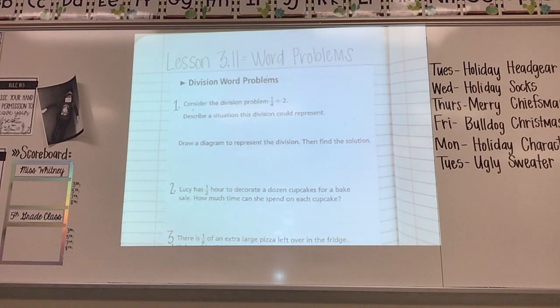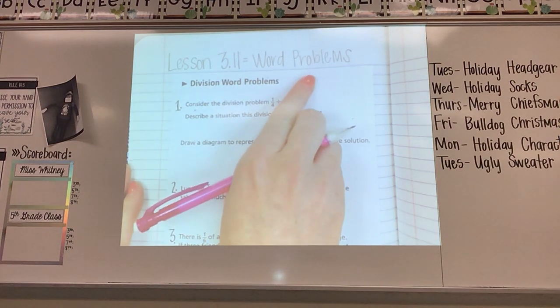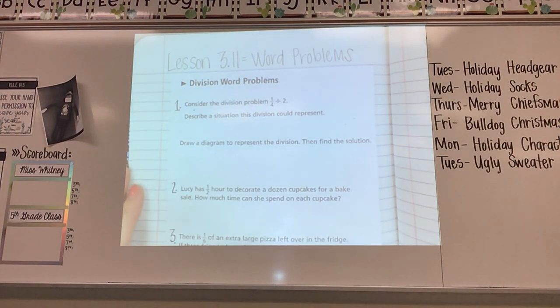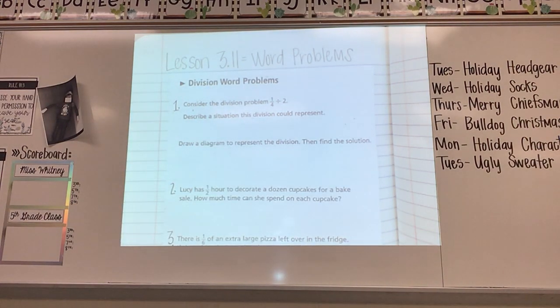Hi, fifth graders. Today's math lesson is lesson 3.11, and it is over word problems. And today, all of our word problems are division word problems. So really, we're practicing those division things we learned yesterday, how to do that with fractions. And we're going to use those same things today to solve some word problems.